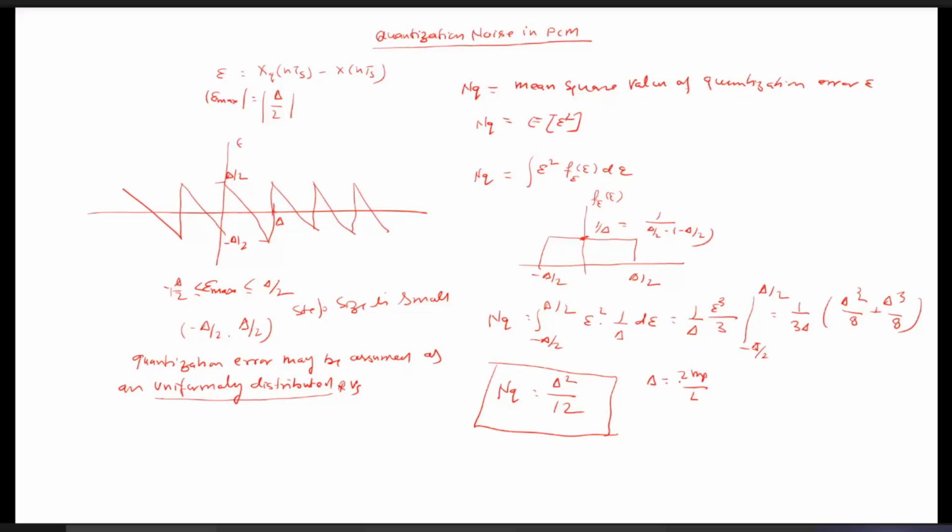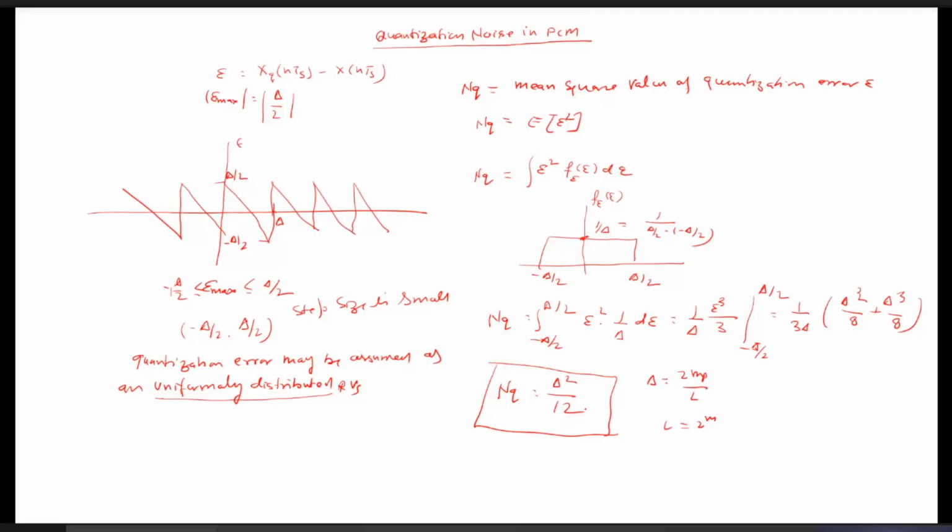If you put the value of delta here, then you can write it in another form, and L is given by 2 to the power m. Using these expressions, you can represent it in a third form also. So it is up to you which expression you want to remember. But if you ask me, I prefer to remember this form, and we can easily calculate the other relationships.